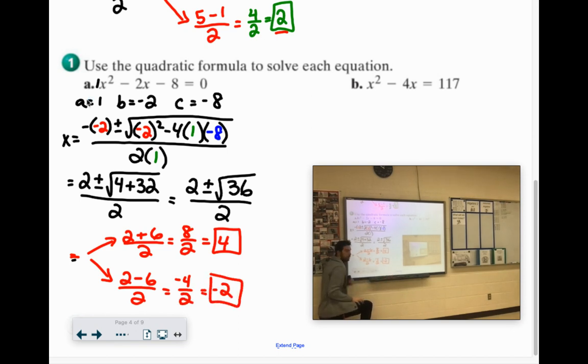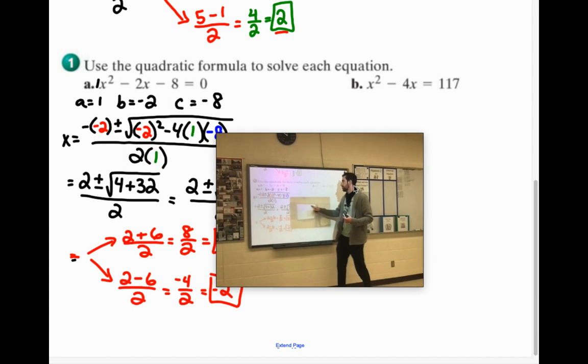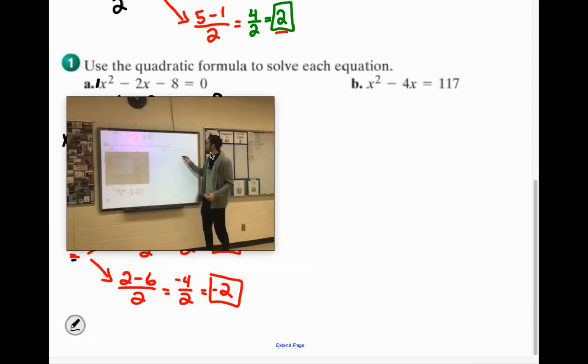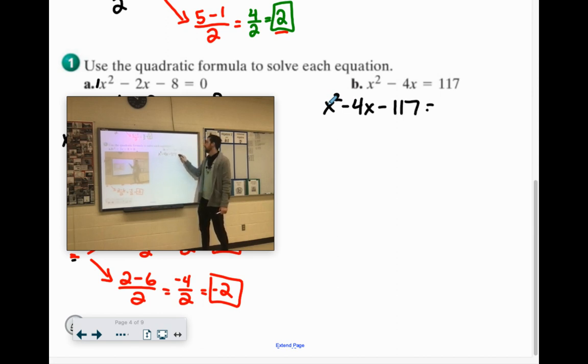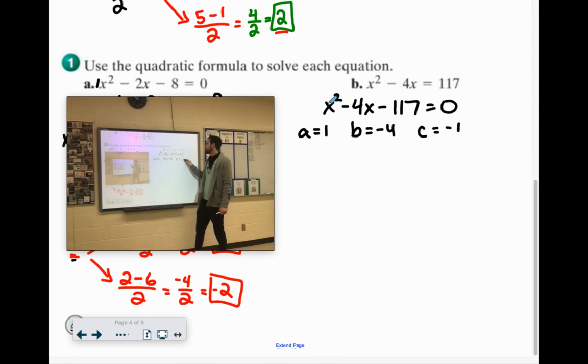Those were kind of our predictions from the get-go. So let's see if we can get this one. I might run out of time and need another video here. But remember, we have to get it equal to 0. So first thing, we're going to have to subtract the 117 to the other side. So we'll have x squared minus 4x minus 117 equals 0. So our a is 1, our b is -4, and our c is -117.